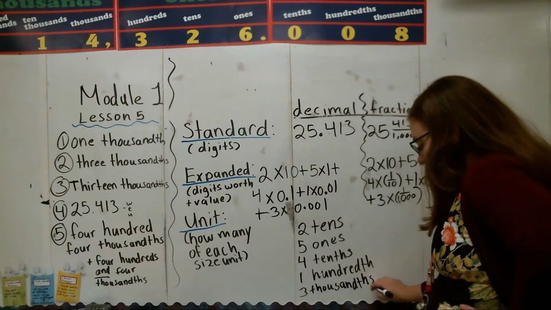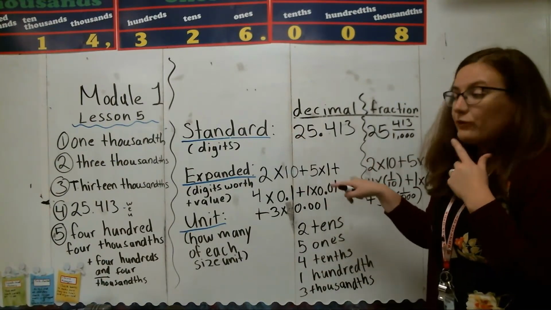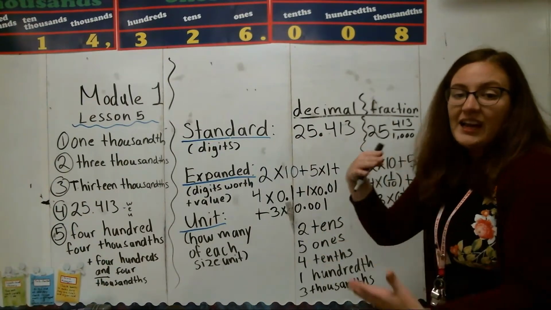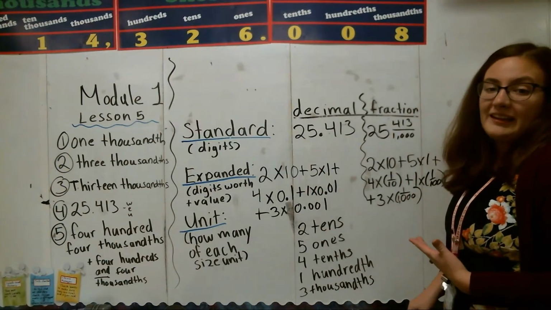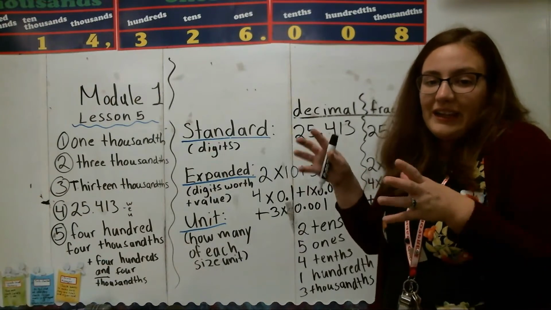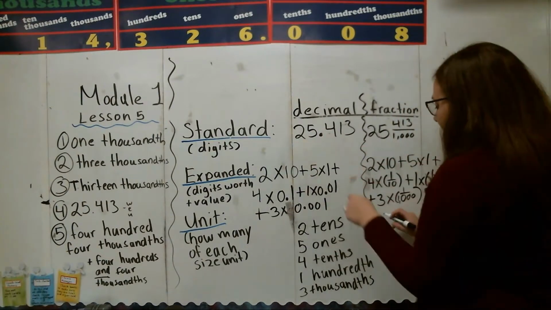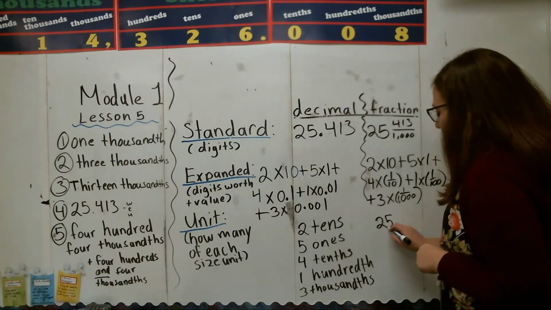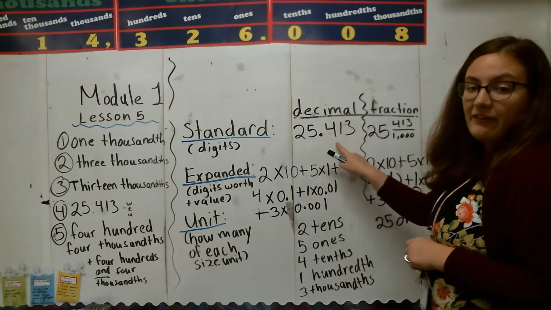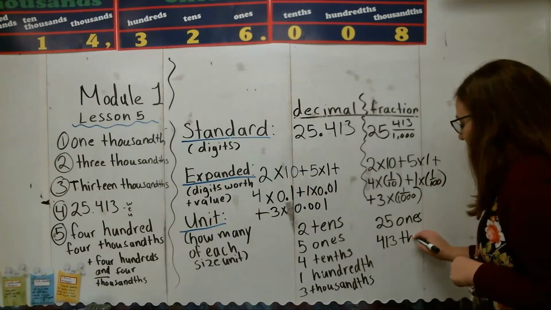So it might be easier for you to remember what each place value is and just say it in word form. I have 2 tens, 5 ones, 4 tenths, and so on. But another way that I could do this is I can decompose my numbers and kind of squish them together, group them up to make it easier. So I could say that I have 25 ones, for example, and then I could write that I have 413 thousandths.